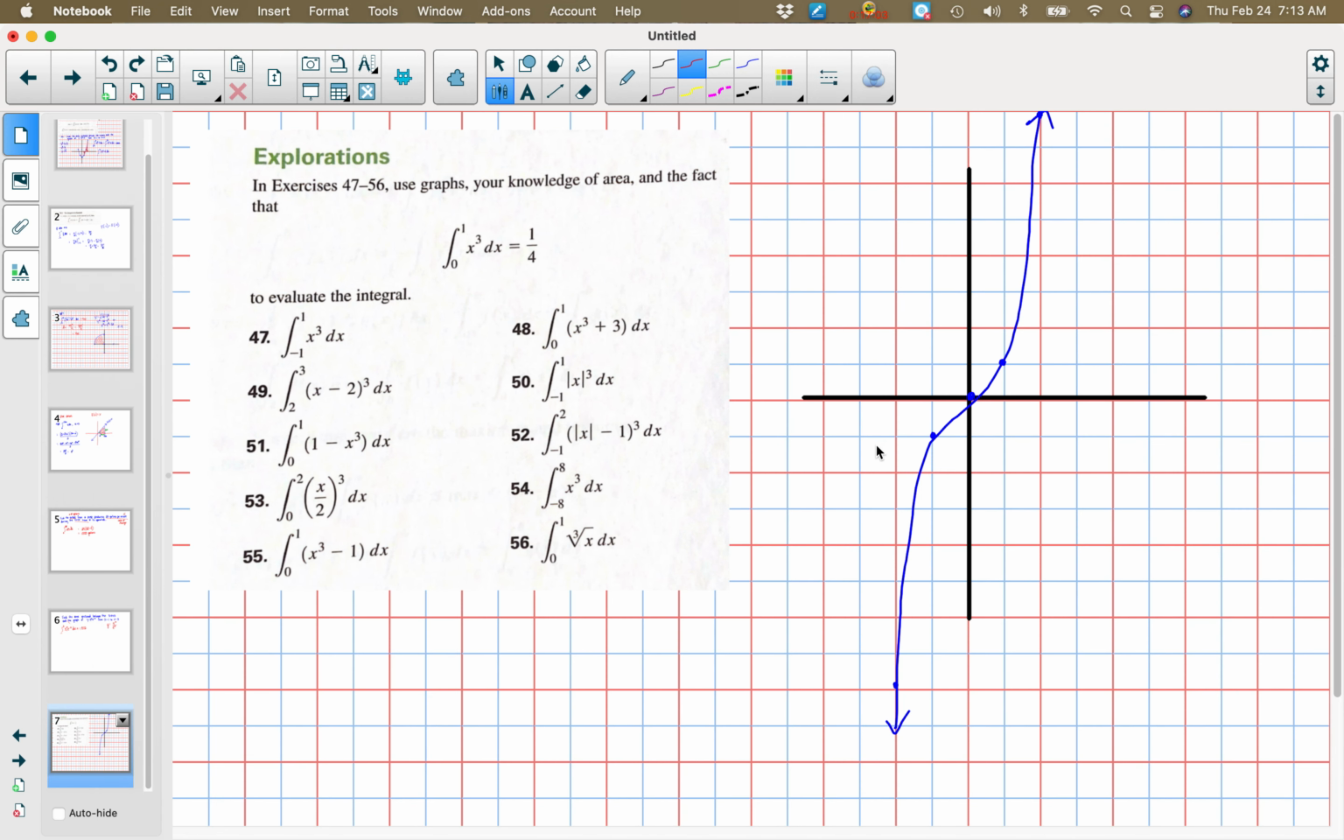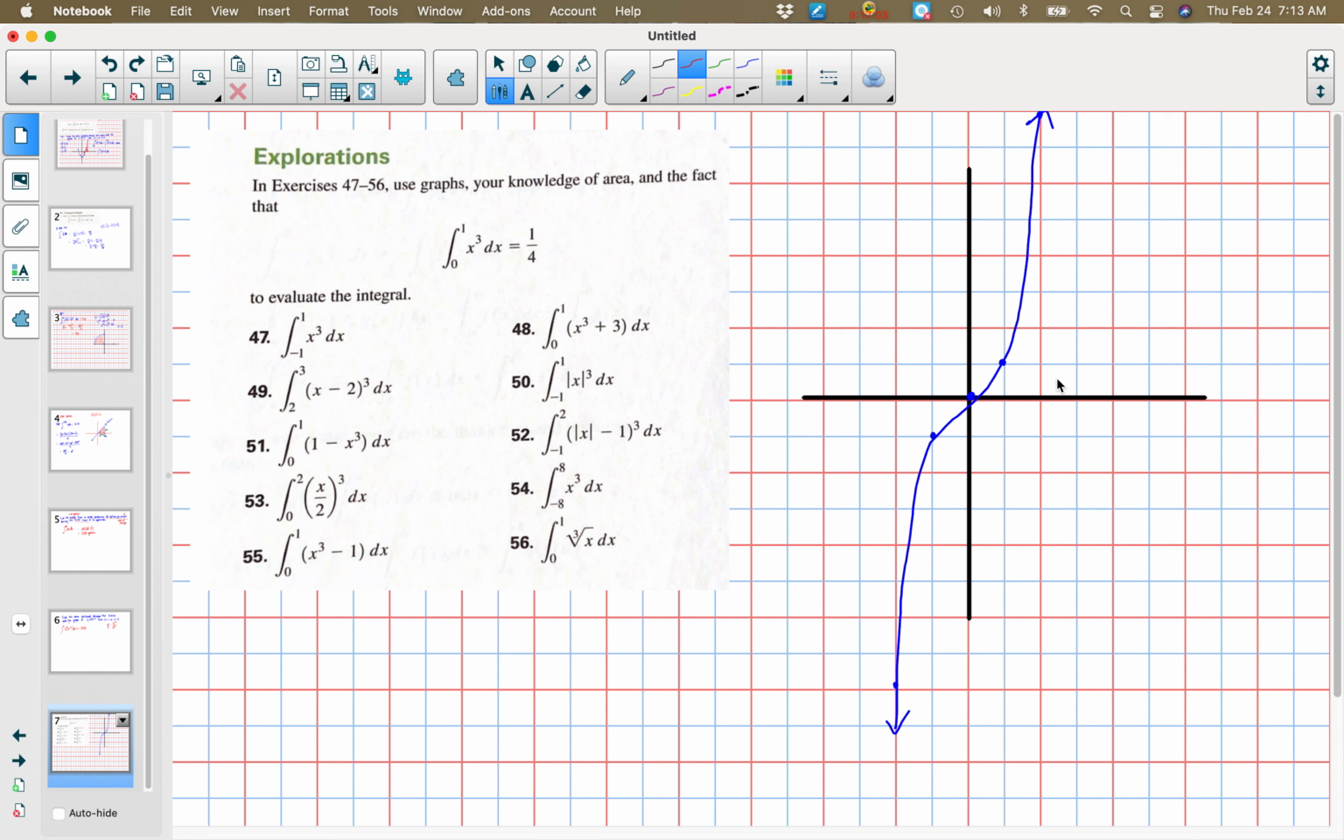So this next set of problems, I really had wanted this to be an activity that you guys did in class. I'm just going to get you started and then let you think about these. The problem says in exercises 47 to 56, use graphs, your knowledge of area, and the fact that the integral from 0 to 1 of x cubed dx is equal to 1/4.